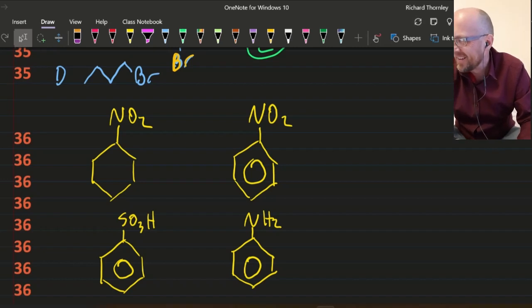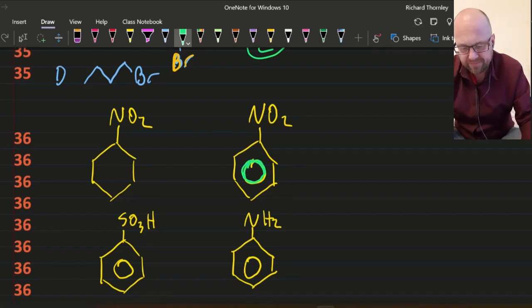Yeah, I didn't see the little cheeky benzene ring there. So yes, it's C, isn't it? It's C. I didn't notice the benzene ring there. 37, how many chiral centers?